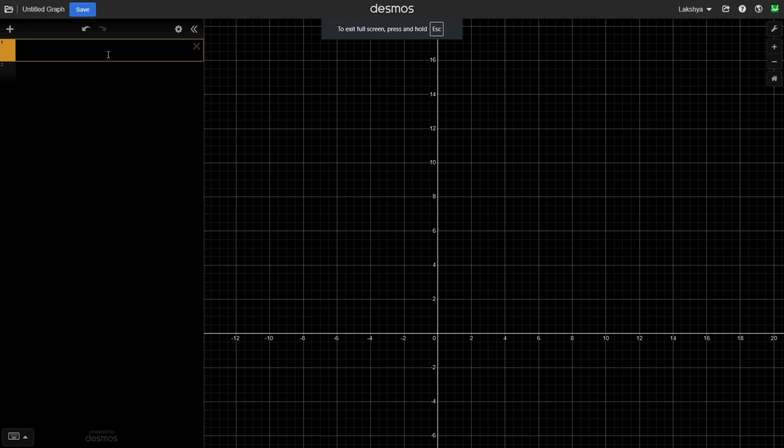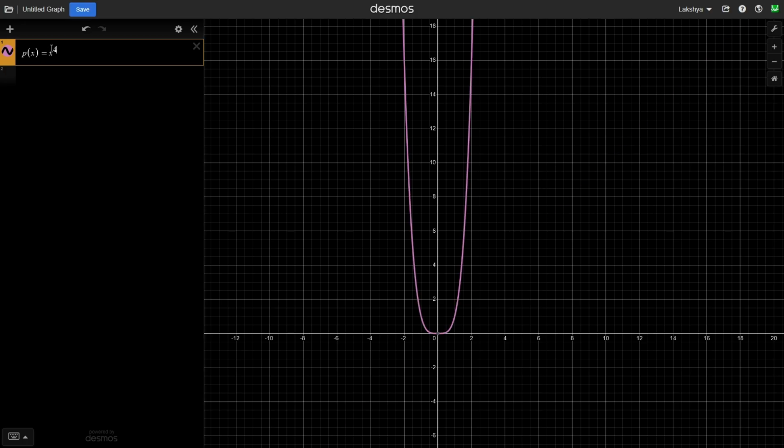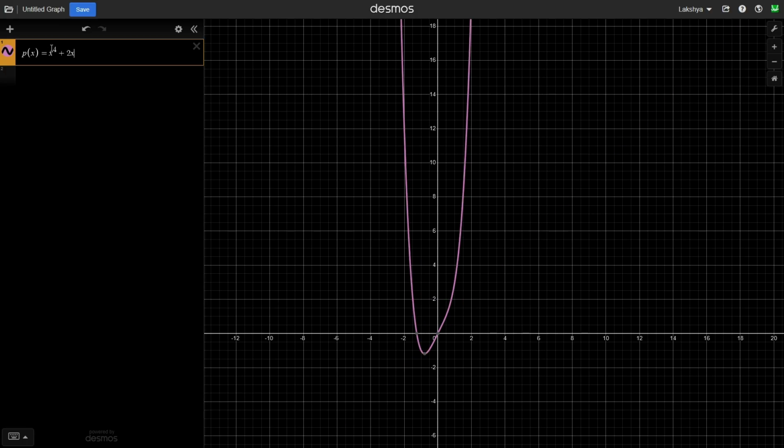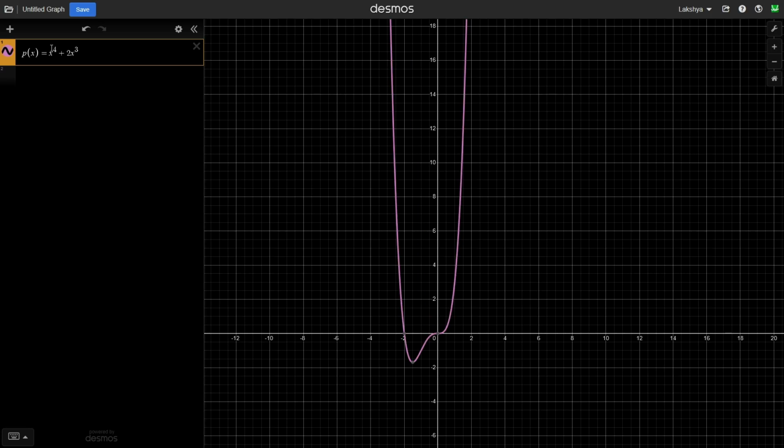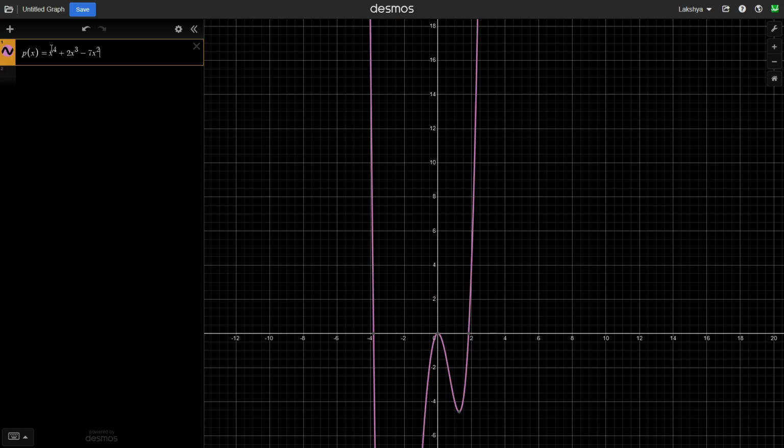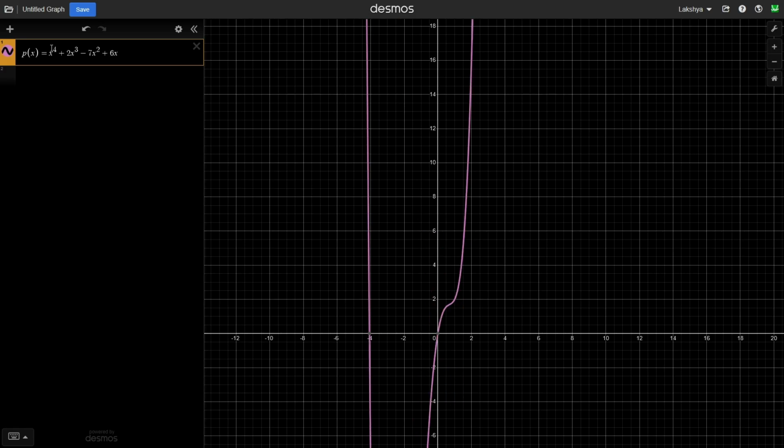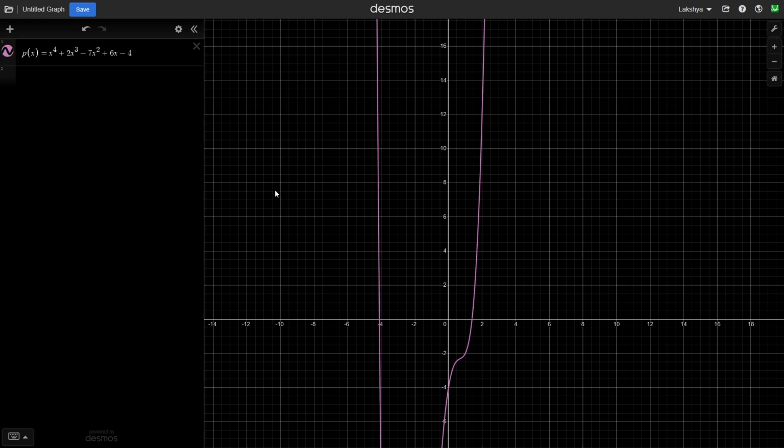So now that we learned everything there is to know about leading coefficients, end behavior, and all that stuff, let's try to construct some functions. So I'm going to give the function p of x. Let's say p of x is an even degree. So we're going to say x to the 4 plus 2x cubed. Let's just make up some numbers here. Minus, let's say 7x squared plus 6x minus 4. Okay, perfect.